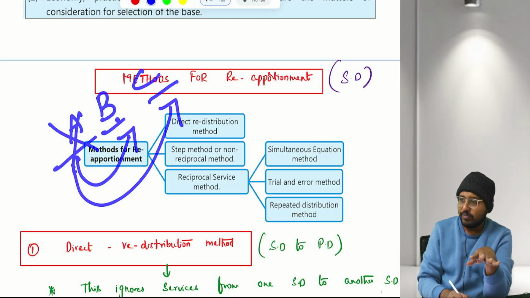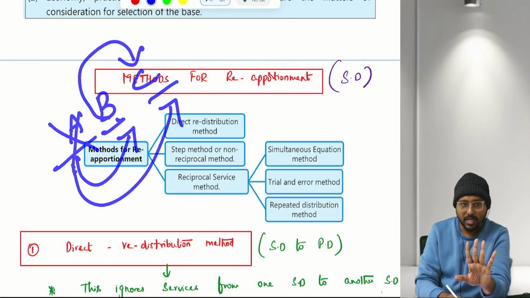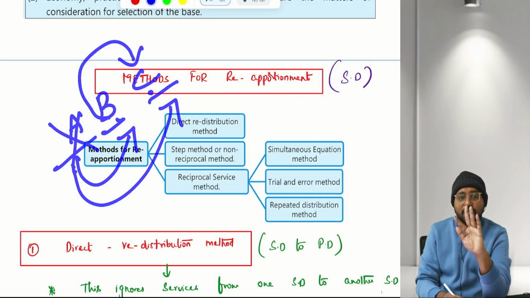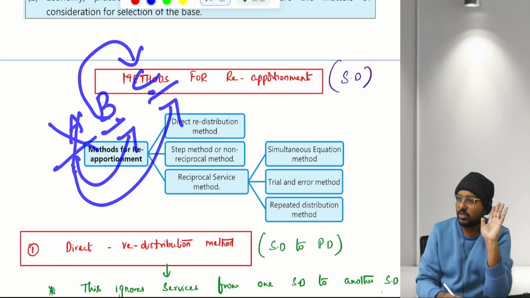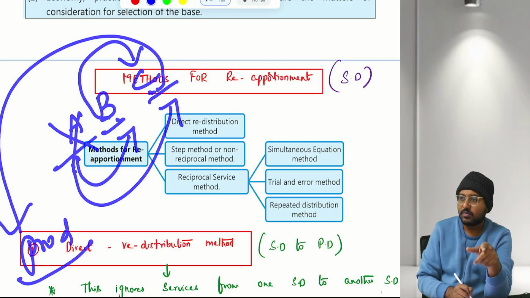Now coming on to B. B has already taken service from A, so that road is also blocked. What is the only road that is left over? B giving service to C. That road is empty. Now what about C? It has taken service from A, so that road is also blocked. It has taken service from B also, so that road is also blocked. So C can't do anything. It can do one thing: it can give service to production departments.